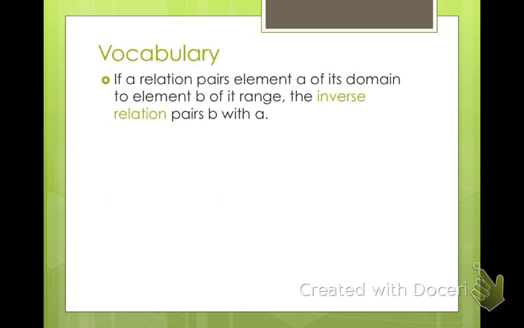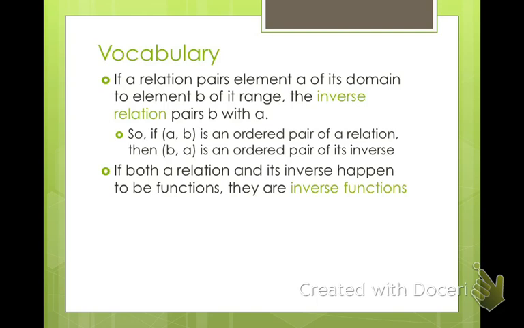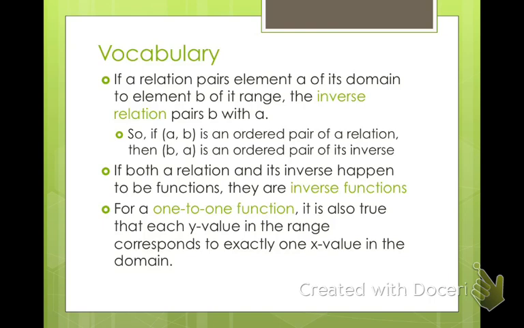So for our vocabulary, if a relation pairs element A of its domain to element B of its range, the inverse pairs B with A. So basically you're just interchanging your x and y values. If AB is an ordered pair of the relation, then BA is an ordered pair of its inverse. If both the relation and its inverse happen to be functions, they are inverse functions. So if one of them is not a function, then it's a relation. For a one-to-one function, it is also true that each y value in the range corresponds with exactly one x value in the domain. So it's a one-to-one comparison.